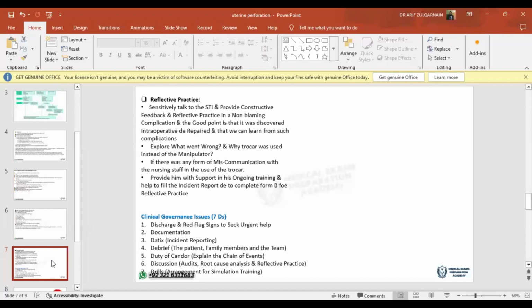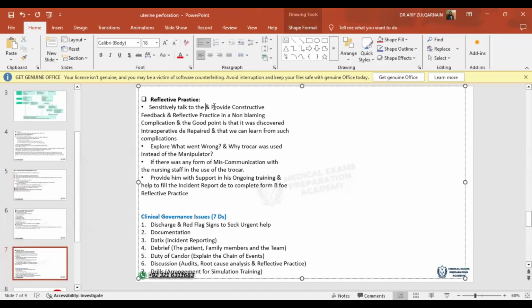Then what is reflective practice? Reflective practice is that you will sensitively talk to your first year resident. The first year resident will be worried, he will be demoralized that why perforation has occurred. So it is very essential to talk to the first year resident, and we will provide him constructive feedback. Okay. And this feedback should be in a non-blaming manner. And we will tell him that the good point is that it was discovered intraoperatively and it has been repaired, and we learn from such complications.